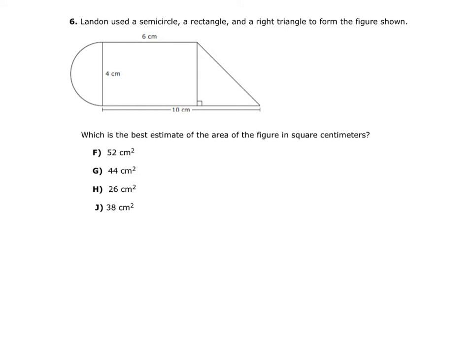Number 6 says Landon used a semicircle, a rectangle, and a right triangle to form the figure shown. Which is the best estimate of the area of the figure in square centimeters? So first, let's start with the semicircle. So we are given the diameter here, and we know for area we need the radius, which is half, at 2.